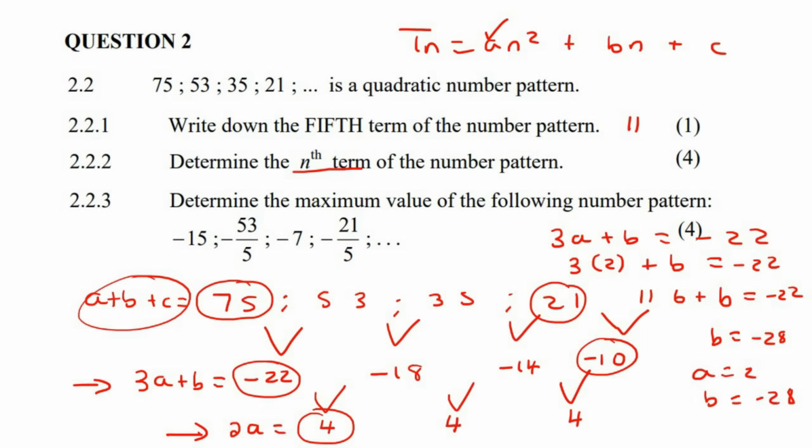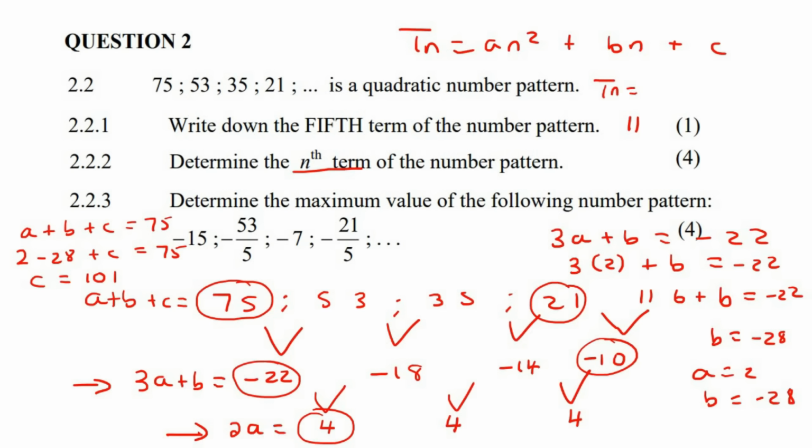Then you choose this one. So that's a plus b plus c equals 75. So a we know as 2. B we know as negative 28. And then c we can calculate. If you calculate c, you should eventually get 101. Okay, 101 Dalmatians. So if we then put everything in, we end up with Tn equals 2n squared minus 28n plus 101.